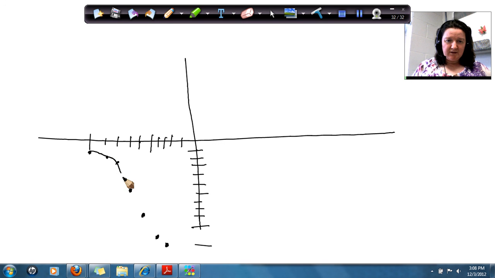So now let's graph our S-shaped curve. It goes out there forever, and out there forever.